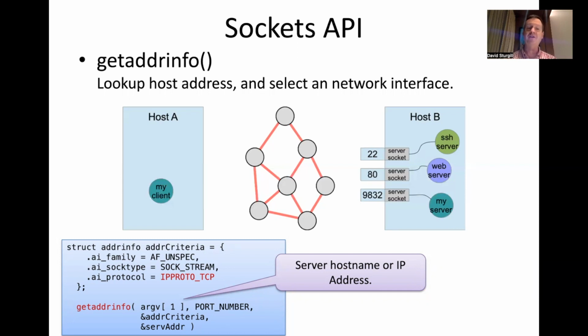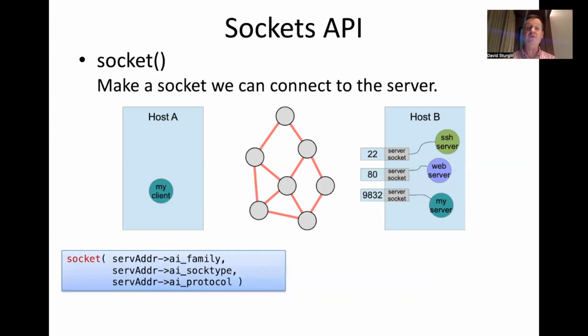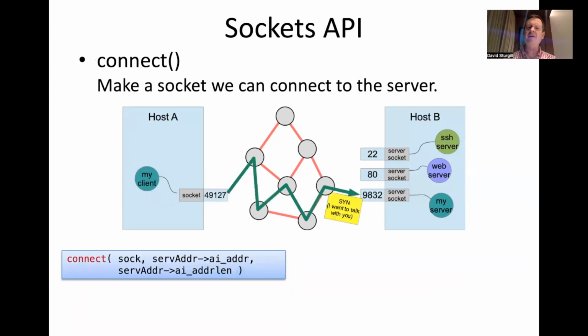So the client's going to call getAddrInfo. That'll fill in a list of AddrInfo structs. It's just going to use the first one, same policy as the server. It'll use the first one to make a socket, and then it'll call connect. This socket that the client made here is for communicating. It's not for inviting new connections. It's actually how we're going to send and receive bytes. And this connect is what's going to get that started.